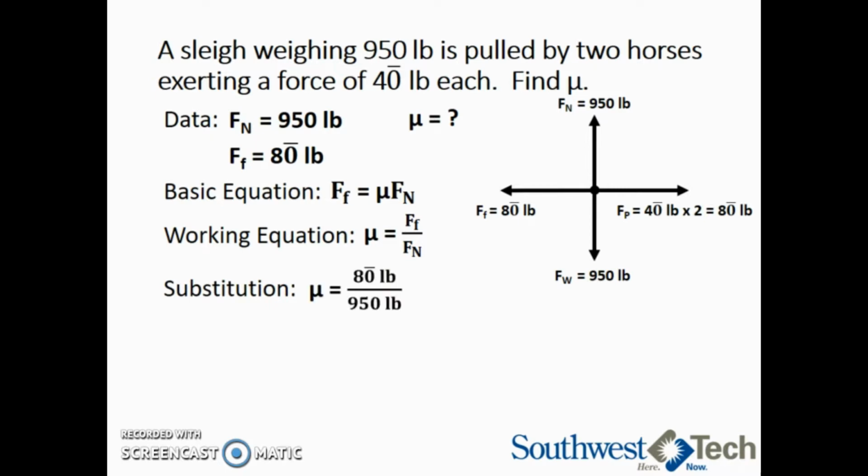Substituting in our values of 80 pounds for the frictional force and 950 pounds for the normal force, we see that mu is equal to 0.080. This concludes our coefficient of friction calculation.